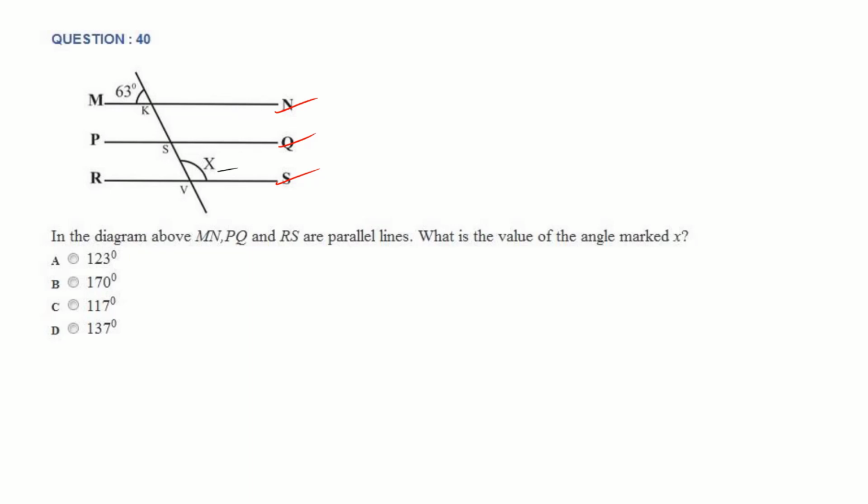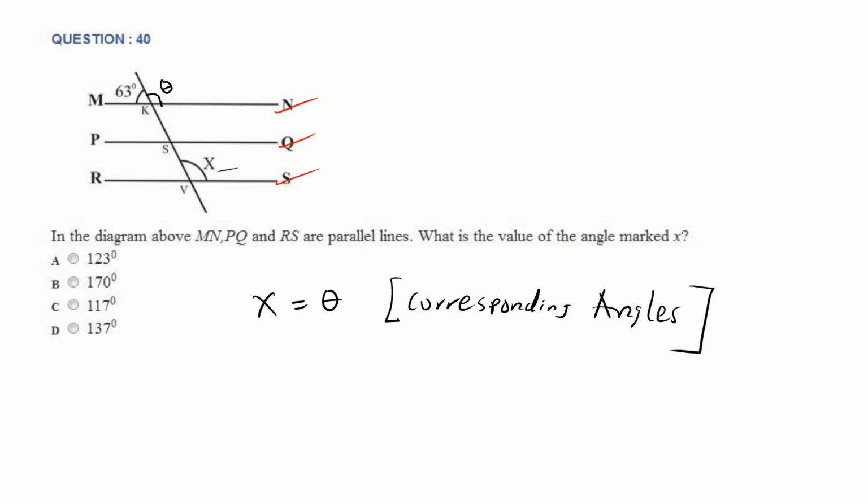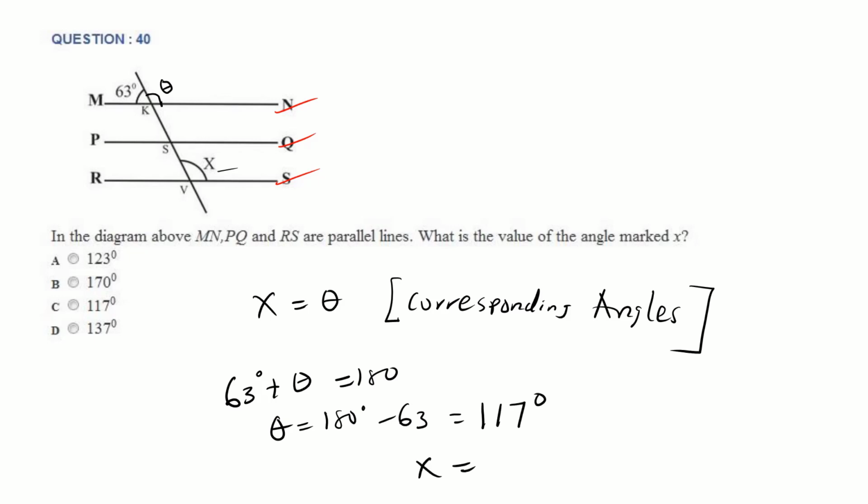Now this is a straightforward question. We can see that from the arrangement of these lines, this angle X, let's say this another angle theta, angle X and angle theta, they are equal. This is what we call corresponding angles. So once you can find angle theta, then that's also angle X. And how can we find theta here? We know that the sum of angles on a straight line equals 180 degrees. So therefore 63 plus theta must be equal to 180 degrees. So theta is 180 minus 63, that's 117. So therefore angle X equals 117 degrees. This is corresponding angles, and that is option C.